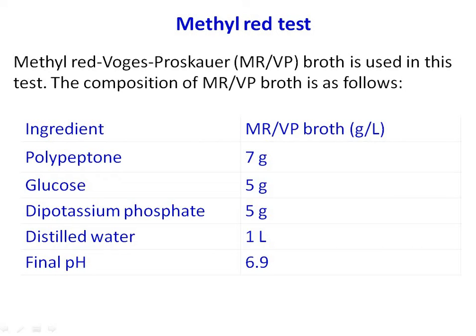Next is the methyl red test. Methyl red Voges-Proskauer broth is generally used in this tube test. The composition of MRVP broth is polypeptone, glucose, dipotassium phosphate and distilled water, and the pH of the medium should be adjusted to 6.9.